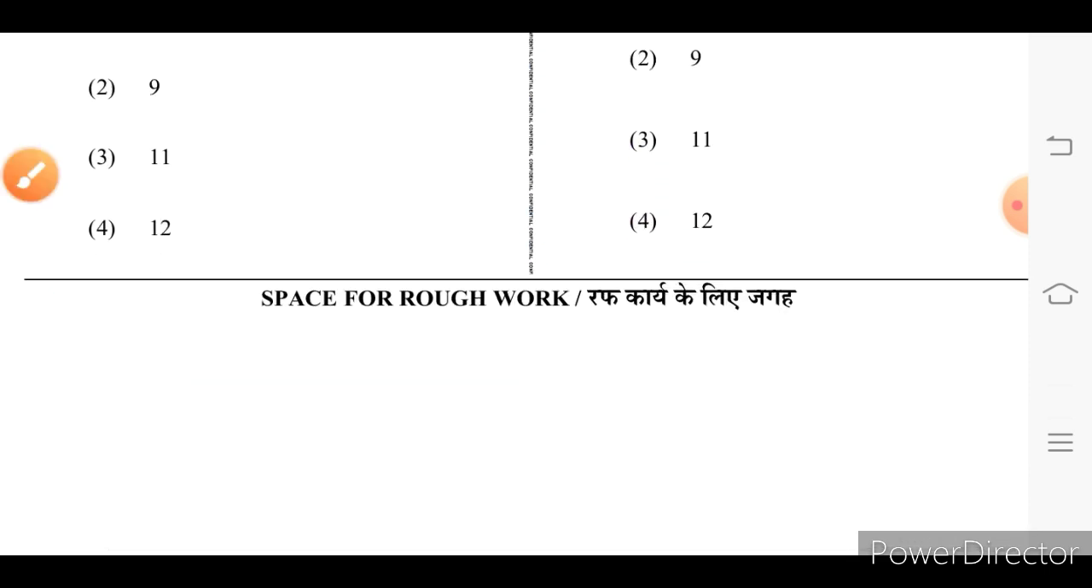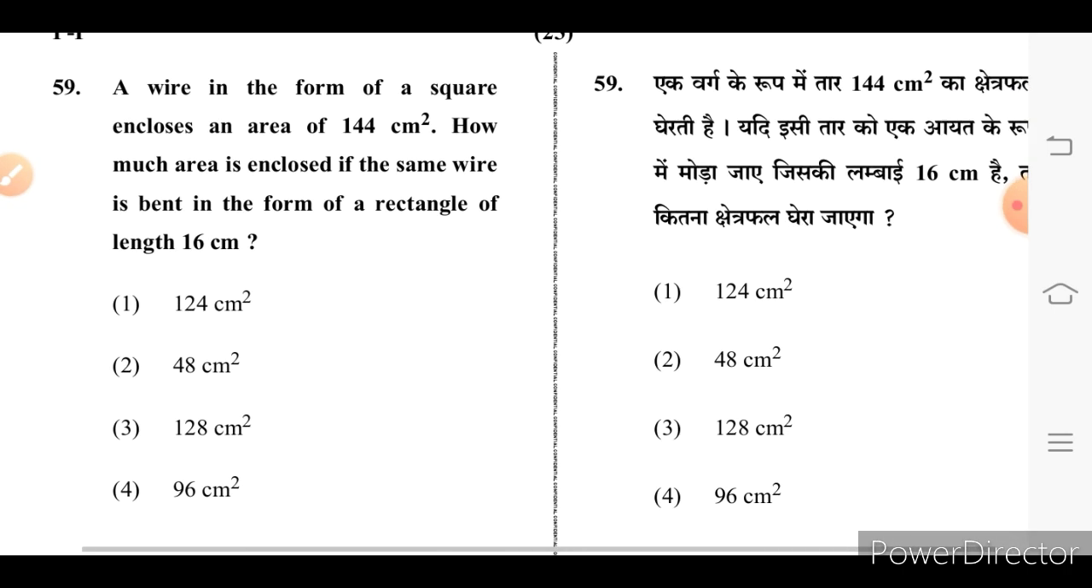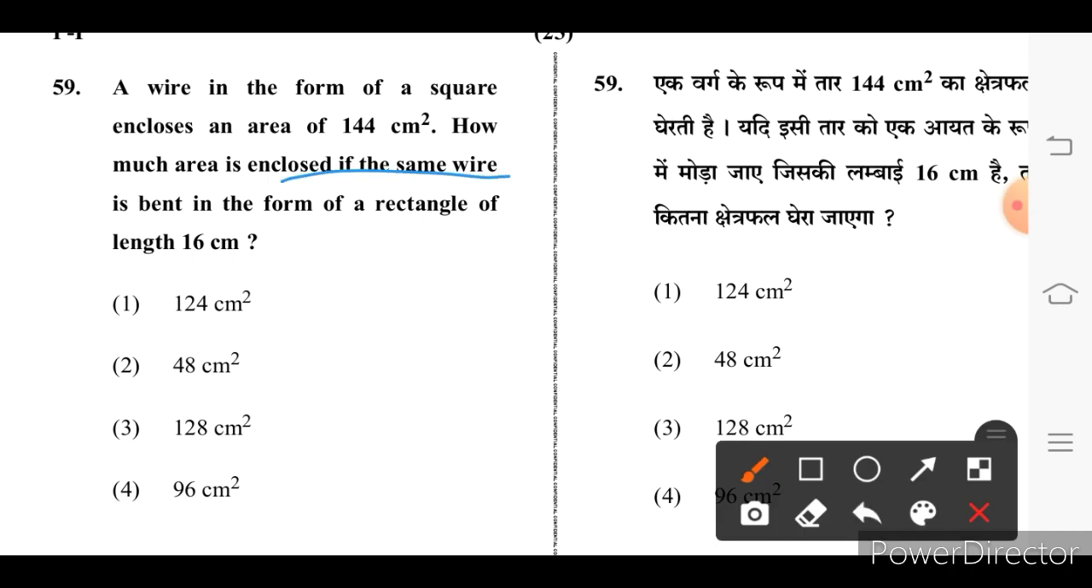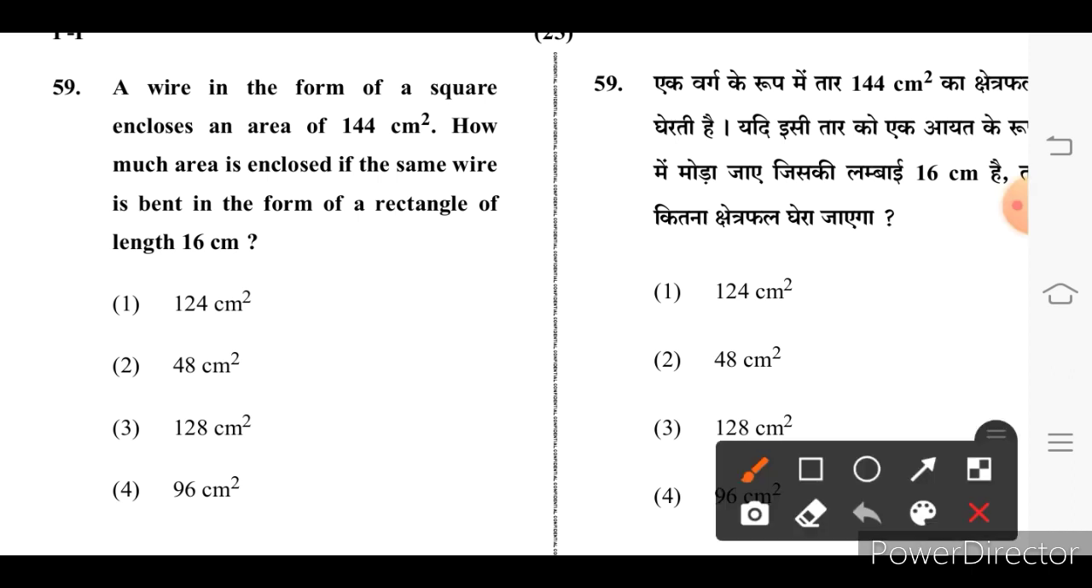Next question. A wire in the form of a square encloses an area of 144 centimeter square. How much area is enclosed if the same wire is bent in the form of a rectangle of length 16 centimeters? What is the formula for the area of a square?